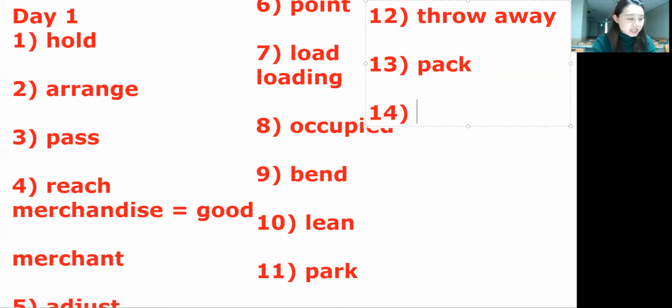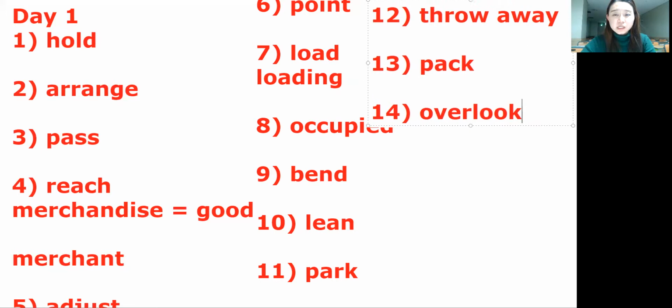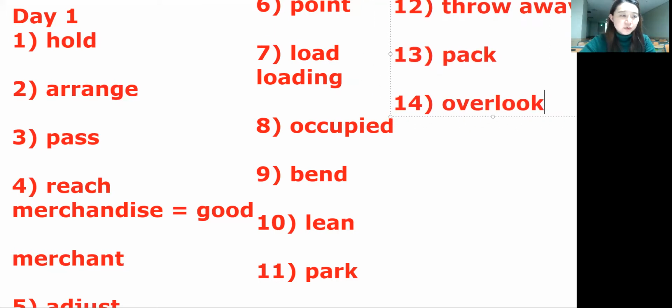Number 14, overlook. Oh, I like this word because it also has multiple meanings. So when I teach this word overlook, I again go to Google and show some picture of overlook. Usually the top of the mountains, right? Overlook, because overlook means you look down from a high place.